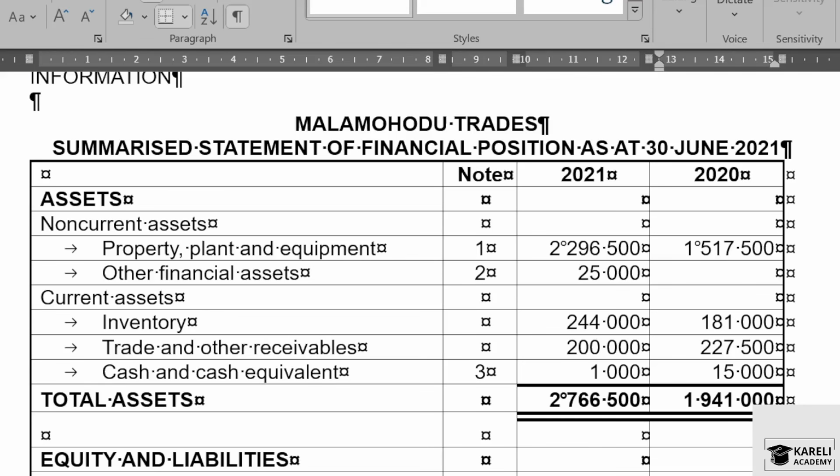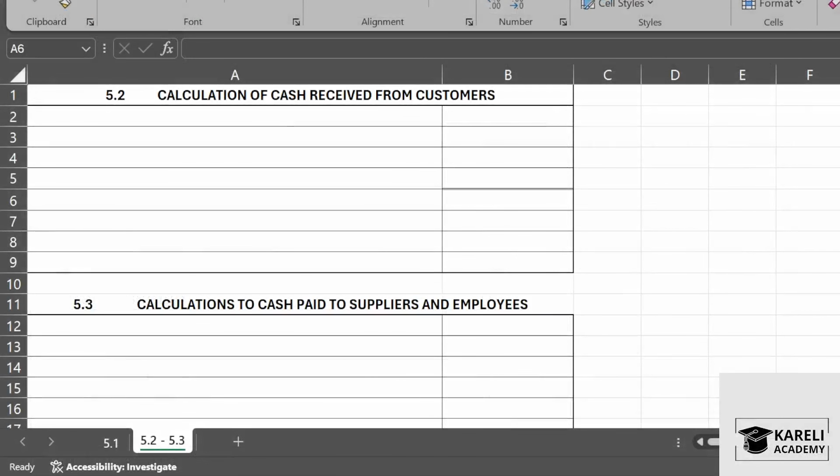Where do we start? Now, I prefer to start with the notes or calculations, because now they are the ones that will inform the statement of cash flow. Starting first with 5.2, calculation of cash received from the customers. Now, from this note, we know that we need revenue. Now, on other question papers, they would call it sales, or they would call it turnover. So in this one, it's called revenue.